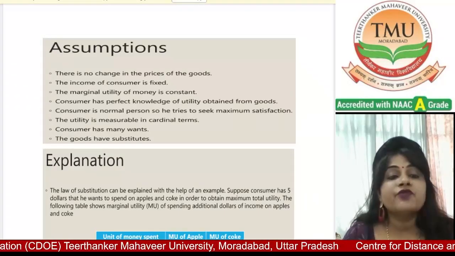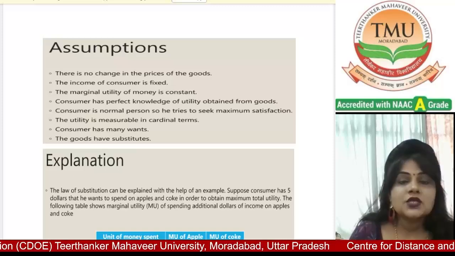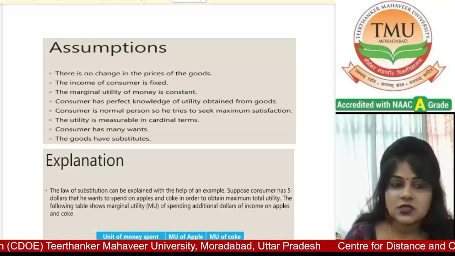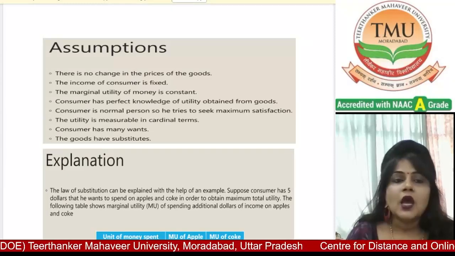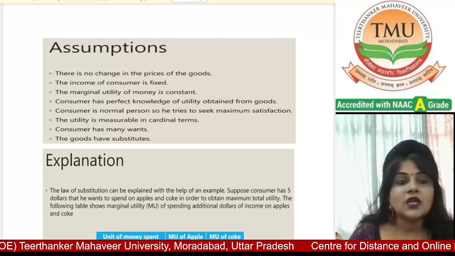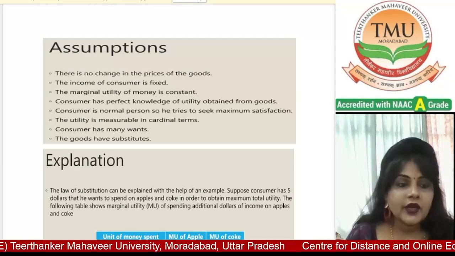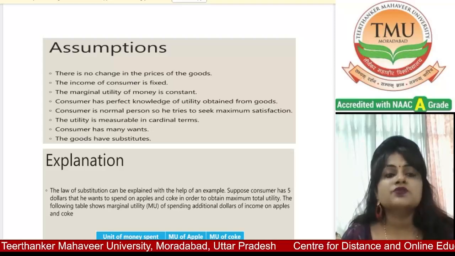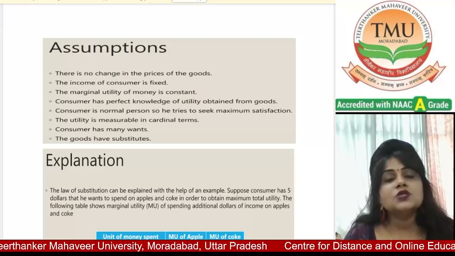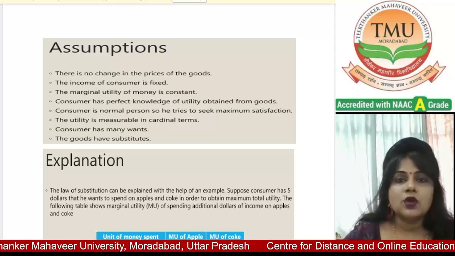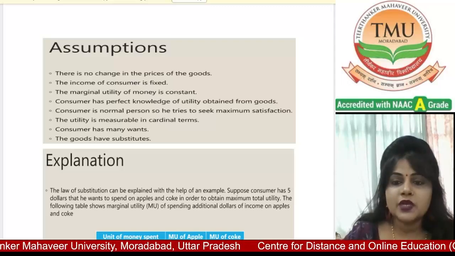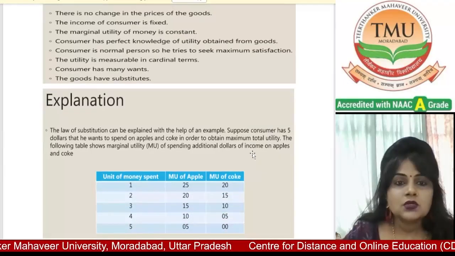The consumer has a fixed income. The marginal utility of money is constant. The consumer tries to have maximum satisfaction, and the utility is measurable in cardinal terms. There are substitutes for the goods, and the consumer has many wants. Now, I will also discuss the explanation of this question.